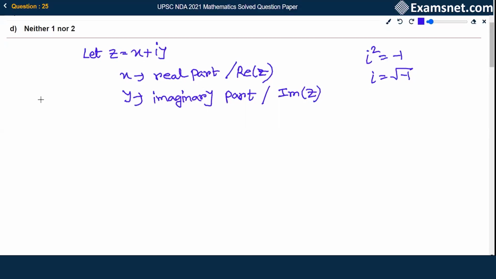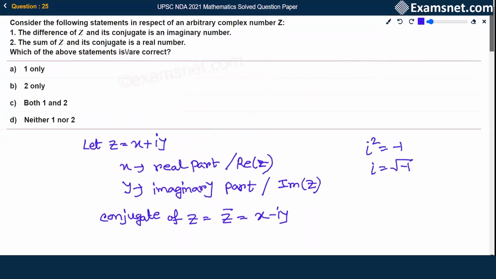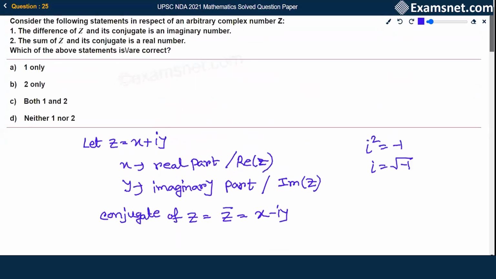Now the conjugate of z can be expressed as z bar. And how can we write that value? x minus iy. Just the sign before the imaginary part will be changed. Okay, so let's start with the calculation. First, it is given in statement 1, the difference of z and its conjugate is an imaginary number.